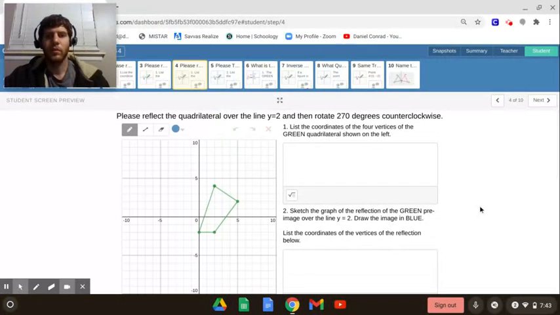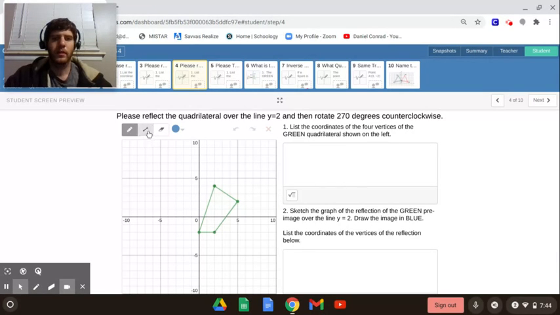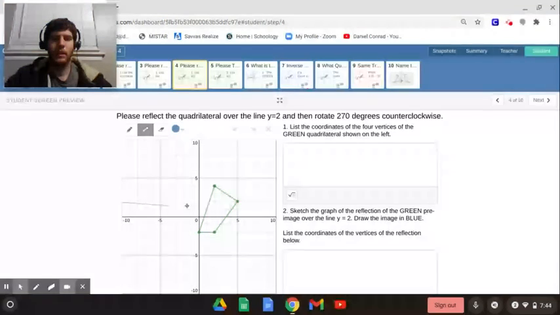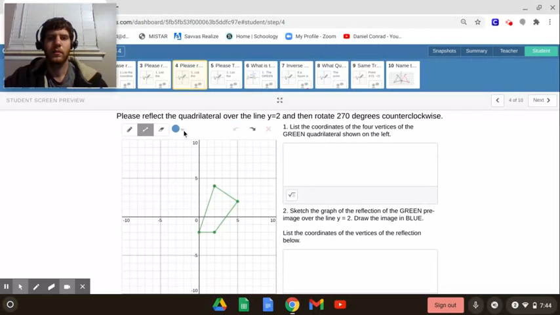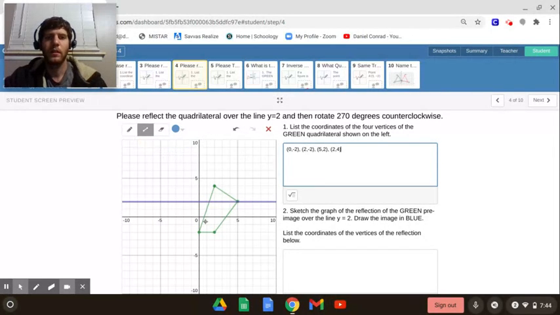All right, slide 4 here. All right, so we want to reflect over the line y equals 2. So if we draw in the line y equals 2, that's going to be a horizontal line at 2. All the y values on that line are 2. So that's why we call it y equals 2. Okay, so we want to reflect across that line. Okay, so let's copy and paste our originals in here.